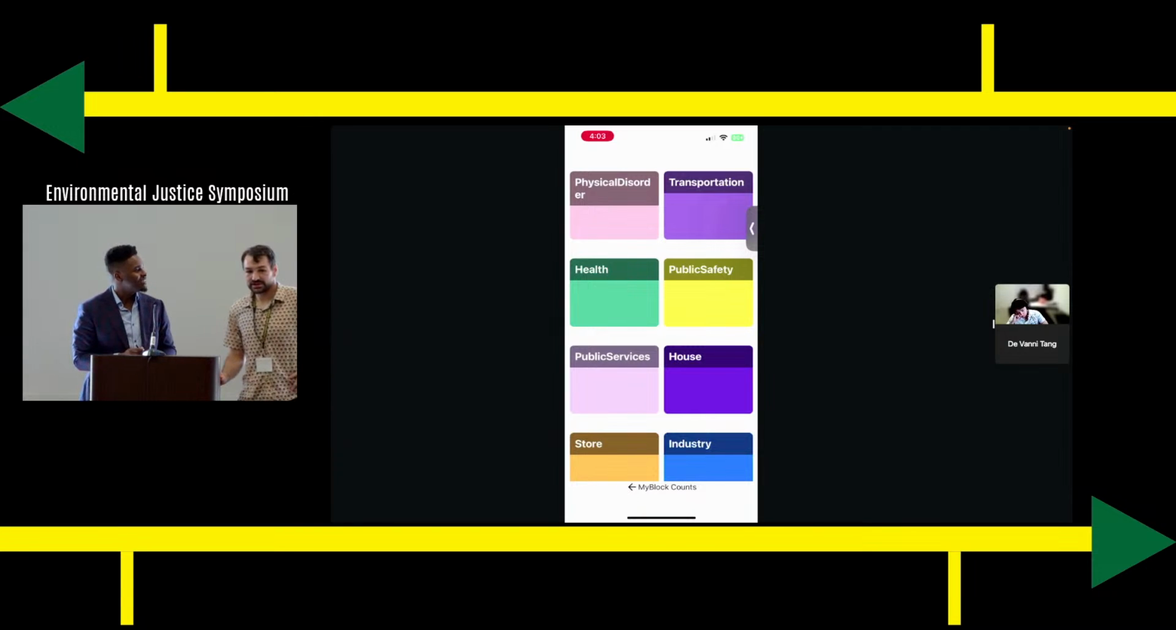Where are we on time? Oh, we got about 10 minutes. Okay. Yeah.